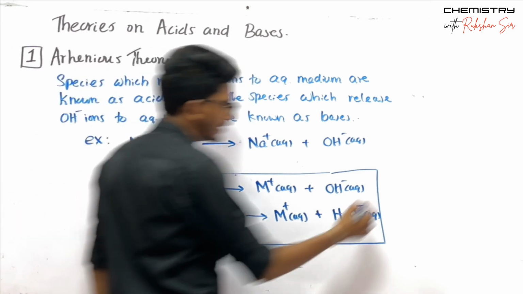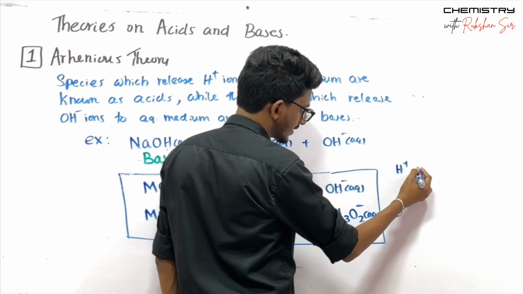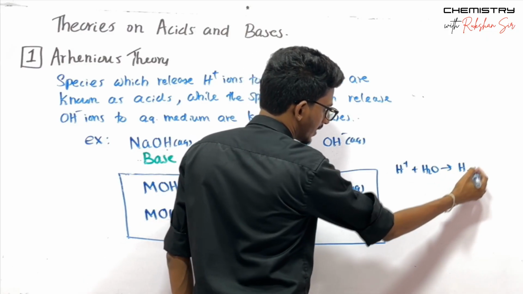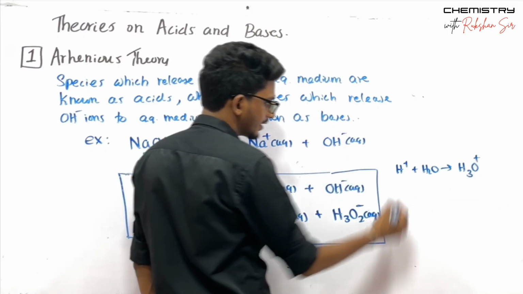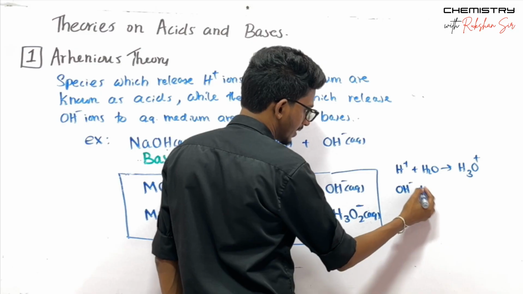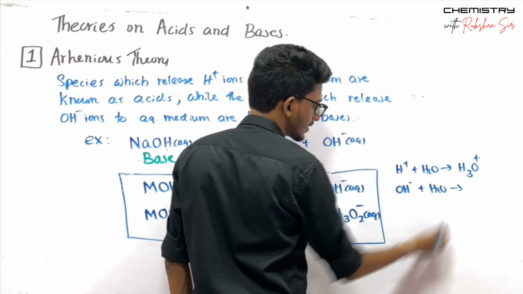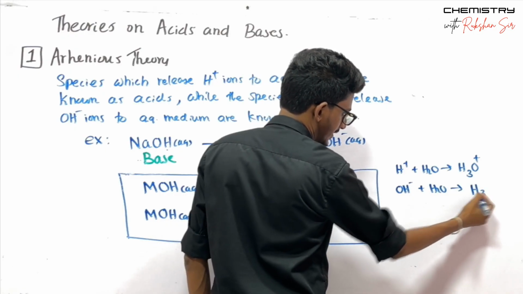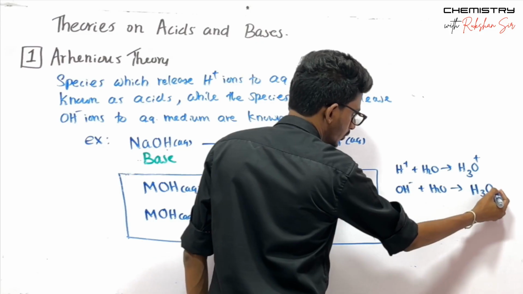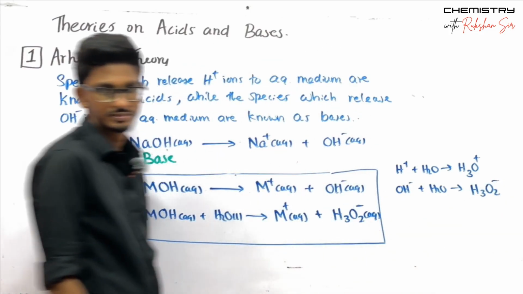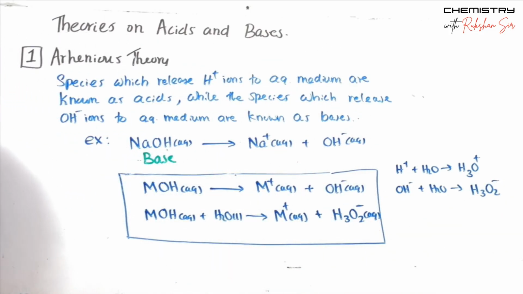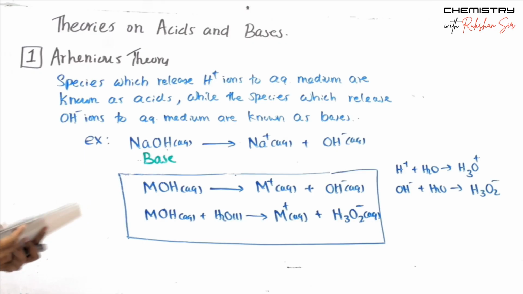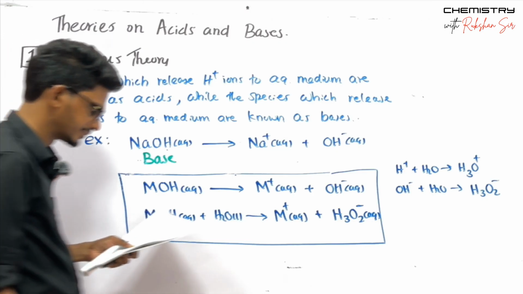Right? Like in the earlier case, H plus and H2O can be written as H3O plus. Like that, OH minus plus H2O can be written as H3O2 minus. Right? That form also can be applied. So make that change there.